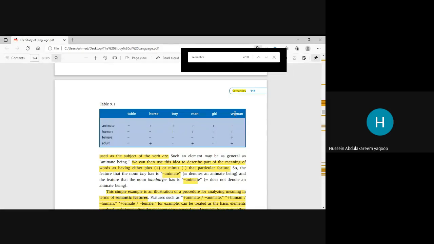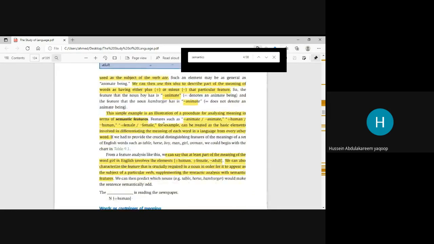That means we can use this noun to fill a particular gap, to be associated with the verb that comes after it. Now, this simple example is an illustration of a procedure for analyzing meaning. If you are asked next time what the benefit of this table is, it is for analyzing meaning in terms of semantic features. Remember, in terms of semantic features.